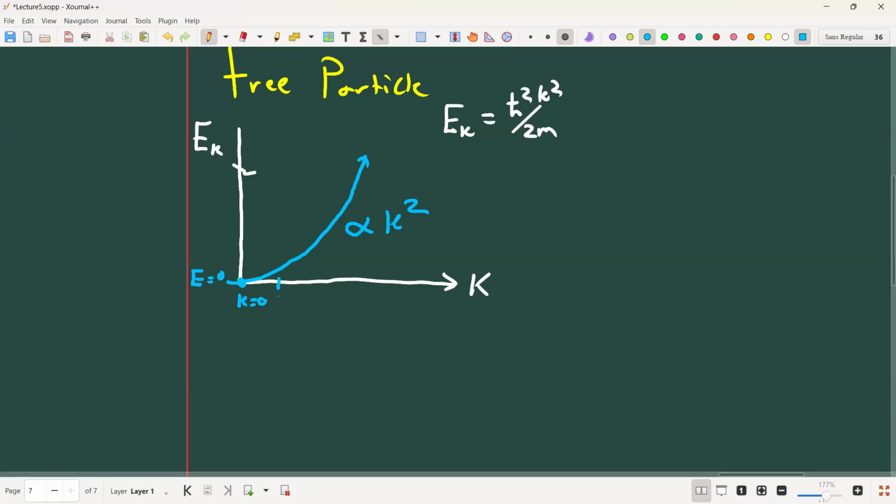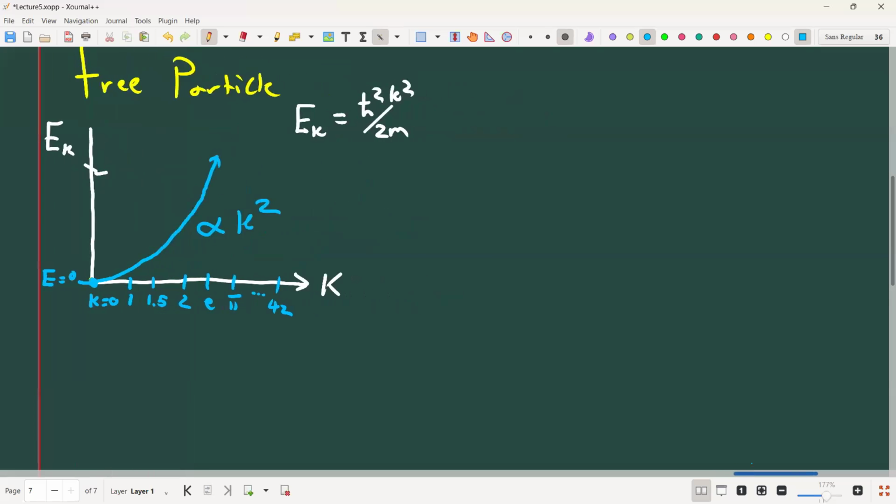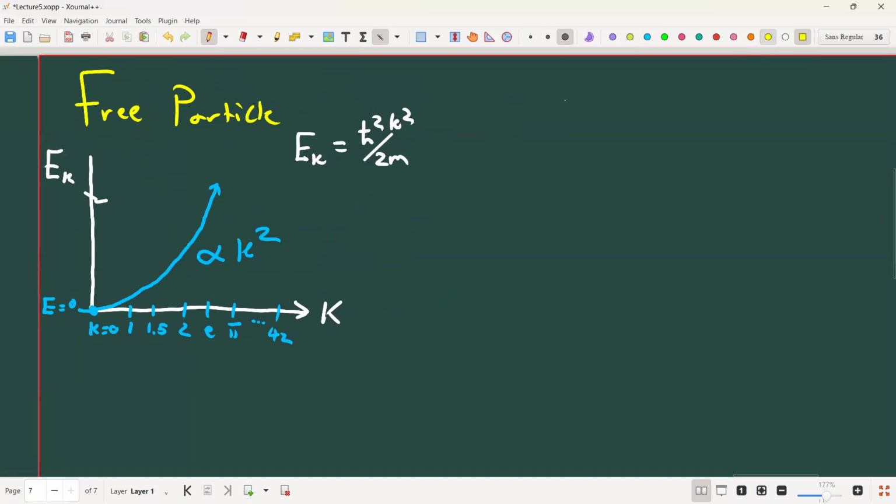Right? So there's K equals 1, K equals 1.5, 2, e, pi, 42, and so on and so forth. I can take any value I want, and I get an energy out. But in the particle in the box, we don't have that luxury.